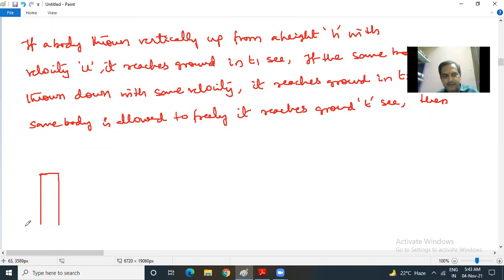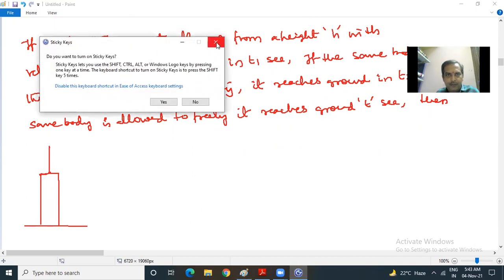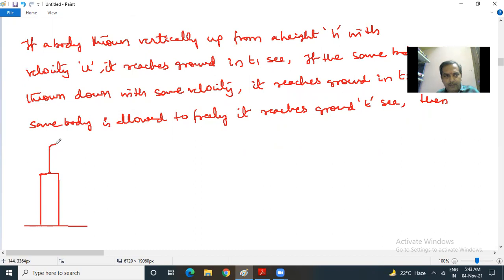In the first case, so this is the ground. In the first case, body thrown vertically up. This is the path. It falls down. So it reaches ground in t1 seconds. This is height of the tower. Now it's the first case.